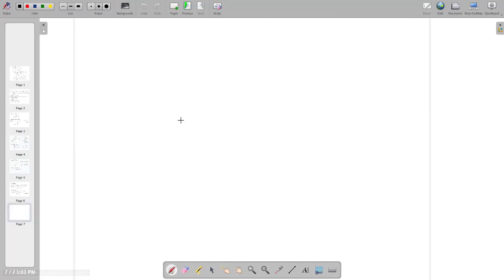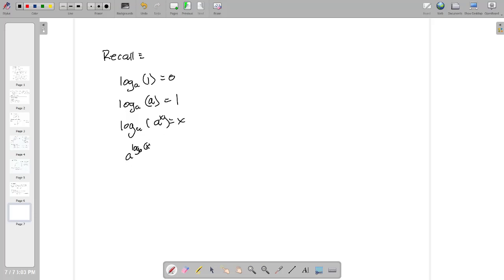Now, the natural log is a log just like anything else. It just has a special base, and the base is e. So recall, log base a of 1 is equal to 0. These were the properties of logarithms. Log base a of a is equal to 1. Log base a of a to the x is equal to x. And a to the log base a of x is equal to x. So these were the properties of the logarithms that we talked about before.